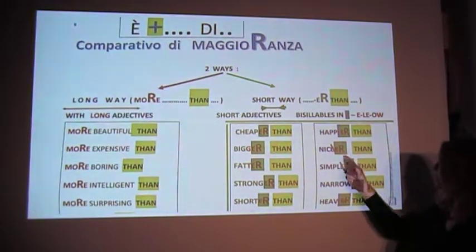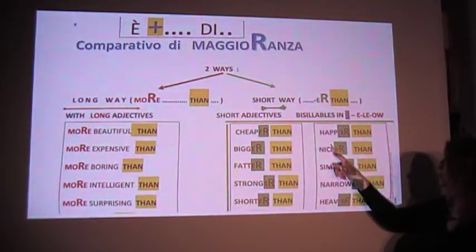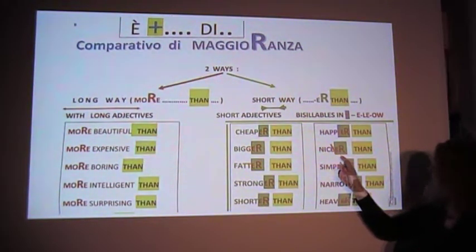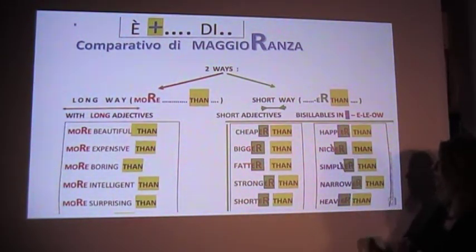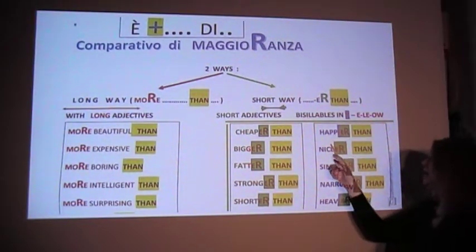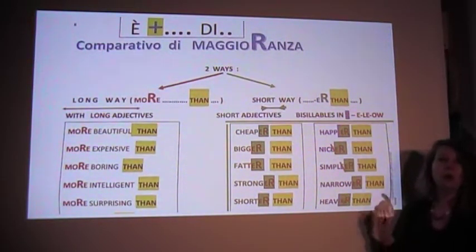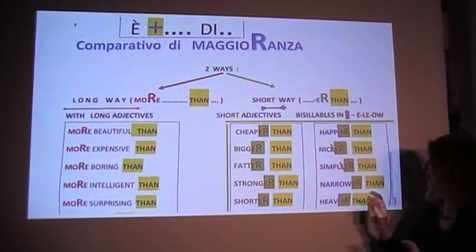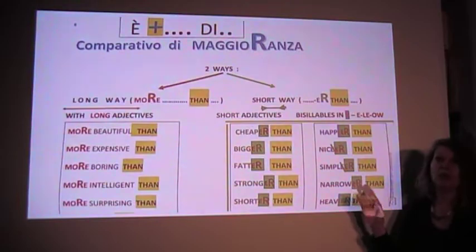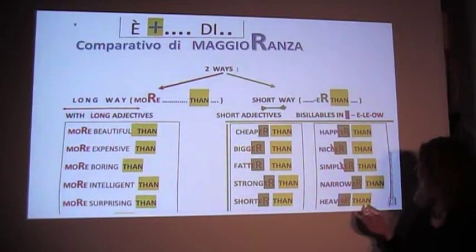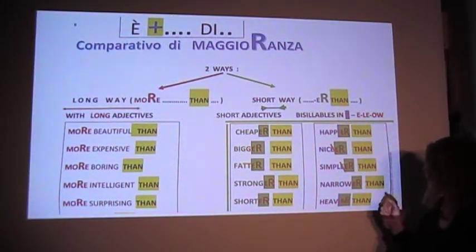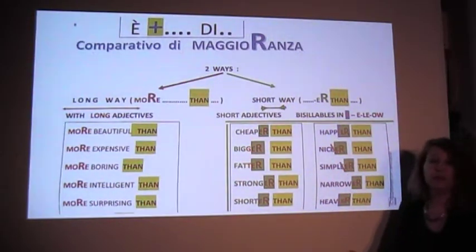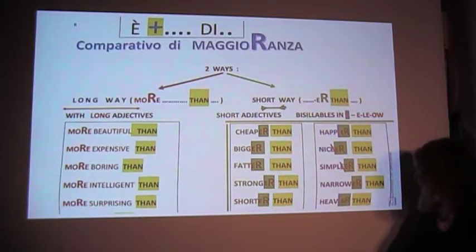Happier, you change the y in i, and then you add the suffix er. For nice, you have to cross out the e because you can't put two e together. So nicer than, only with one e, and you can say you cross out the e before writing the suffix er, or you can say that you only add r instead of er. And narrower, heavier is the same as happy, you change the y in i.